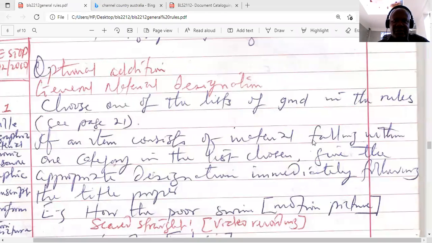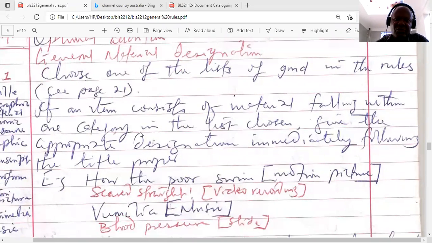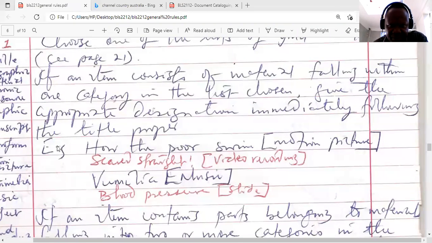Okay. So as I was saying, the general material designation does not apply, but still I want to emphasize that it is good for us to know what it was before what we are doing today. And indeed, I'm going to show you how we were recording the GMD. If you look at the example down here, how the poor swim. Now, this is a movie, a motion picture. So the term we were using for movies was motion picture. And we were enclosing that in those square brackets. So it is after the title proper, which is how the poor swim, then we give the GMD.